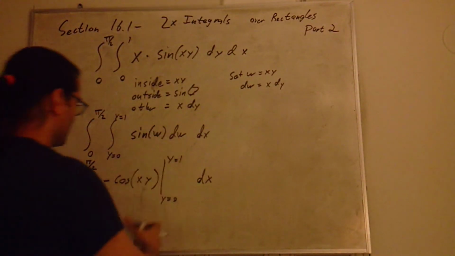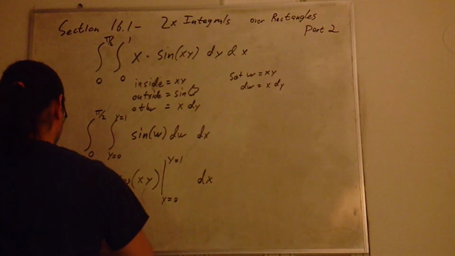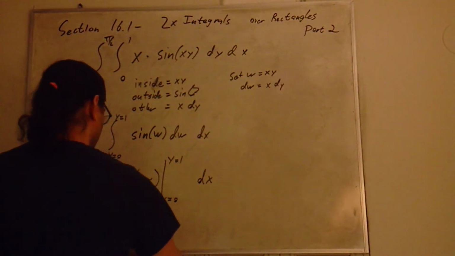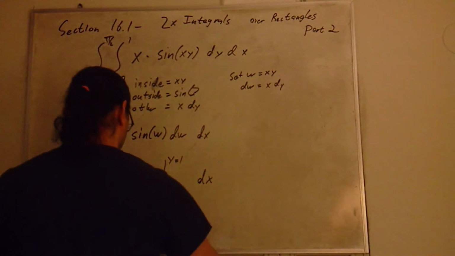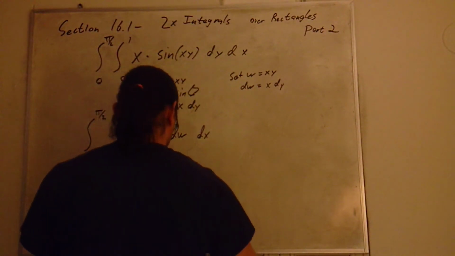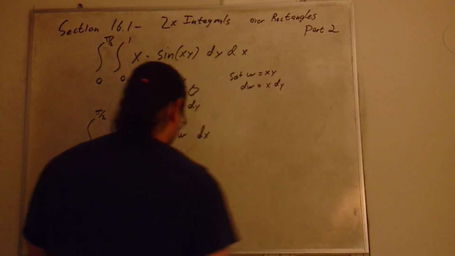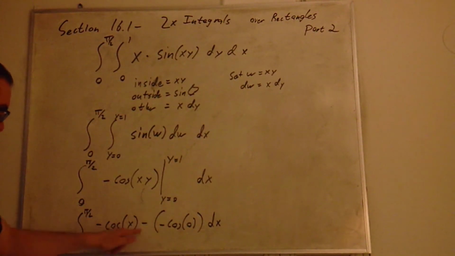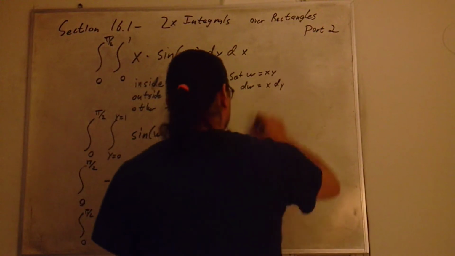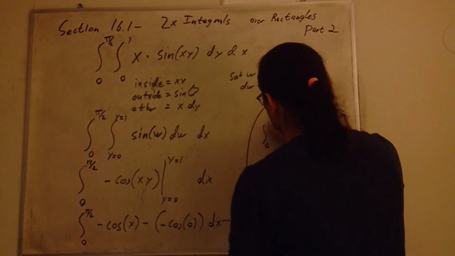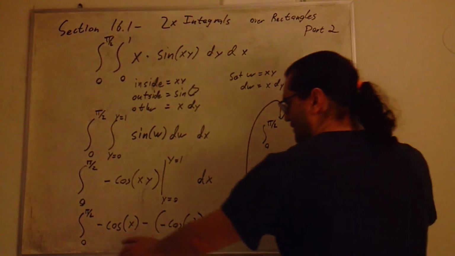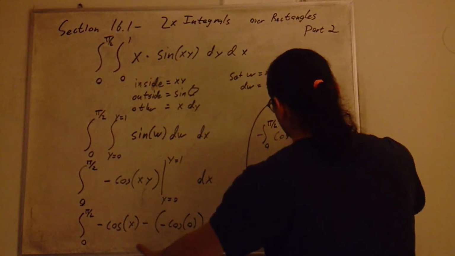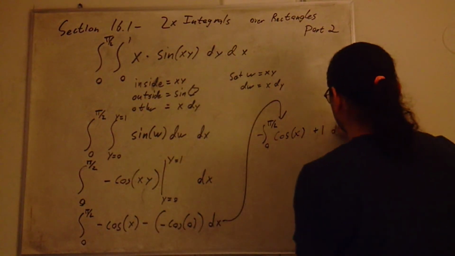So when we evaluate this at 0 and 1, we get the integral from 0 to pi over 2 of negative cosine of x minus negative cosine of 0 dx. Cosine of 0 is 1, so this is plus 1. So this thing is the integral from 0 to pi over 2 of, I'm going to put this negative sign on the outside, so I just have the cosine x plus 1 dx.